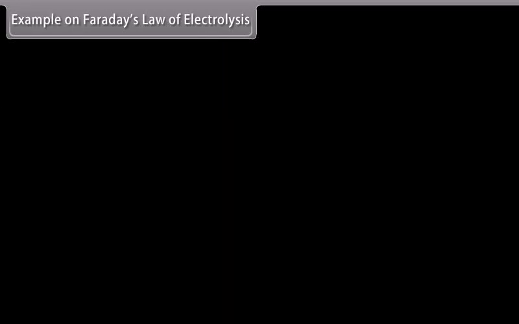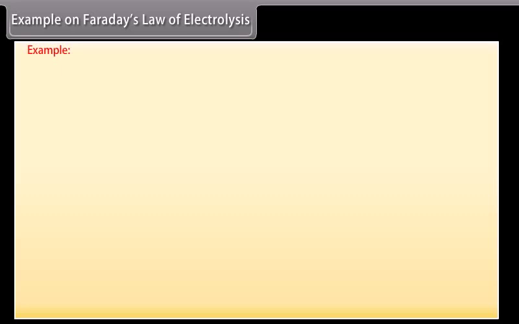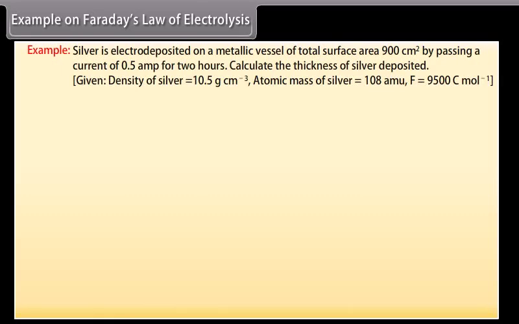Example on Faraday's law of electrolysis. Let's take an example on Faraday's law of electrolysis. Silver is electrodeposited on a metallic vessel of total surface area 900 centimeter square by passing a current of 0.5 ampere for 2 hours. Calculate the thickness of silver deposited.